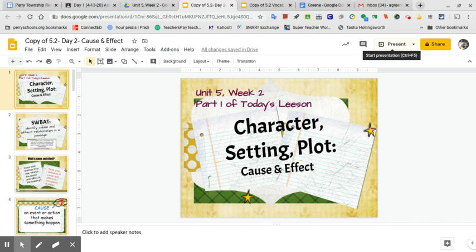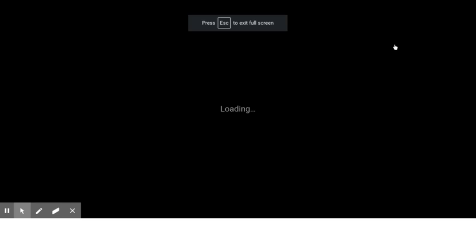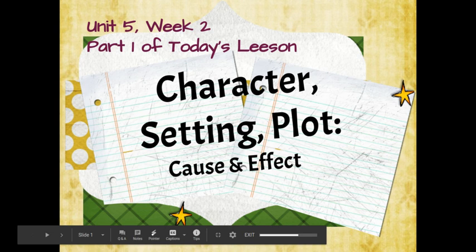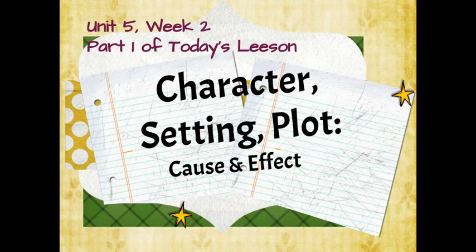Today we are continuing with Unit 5, Week 2 from our reading series. The first part of today's lesson is all about cause and effect. We're going to talk about how finding the characters, setting, and plot within a story, how those elements can help you find cause and effect relationships.